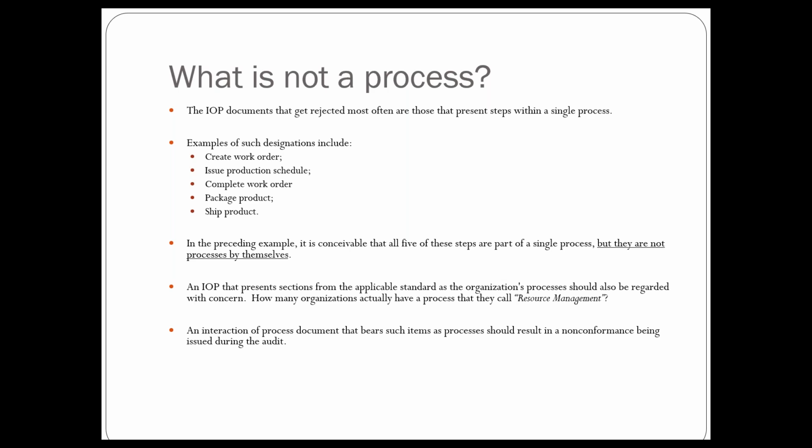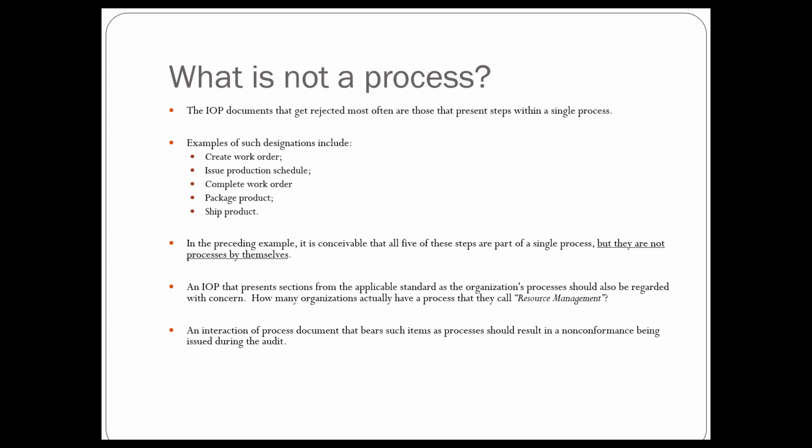Let me give you an example. Let's say that we receive an IOP that includes the following 5 items. Create a work order, issue production schedule, complete a work order, package the product, and ship the product. Now, these 5 items, it's conceivable that they are steps within maybe one process or 2, but are they really processes by themselves? Again, remember how a process is defined. It's a set of interrelated or interacting activities for transforming inputs into outputs. So this would be a concern.